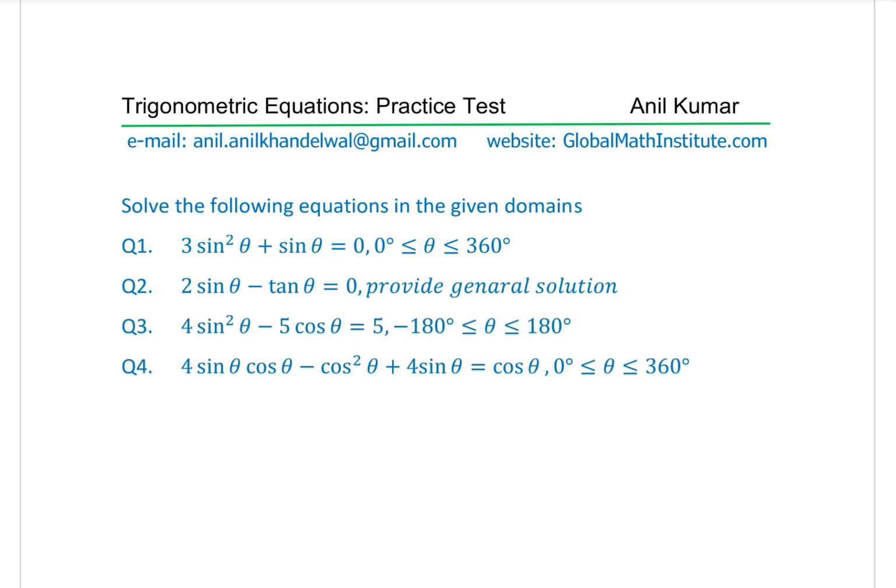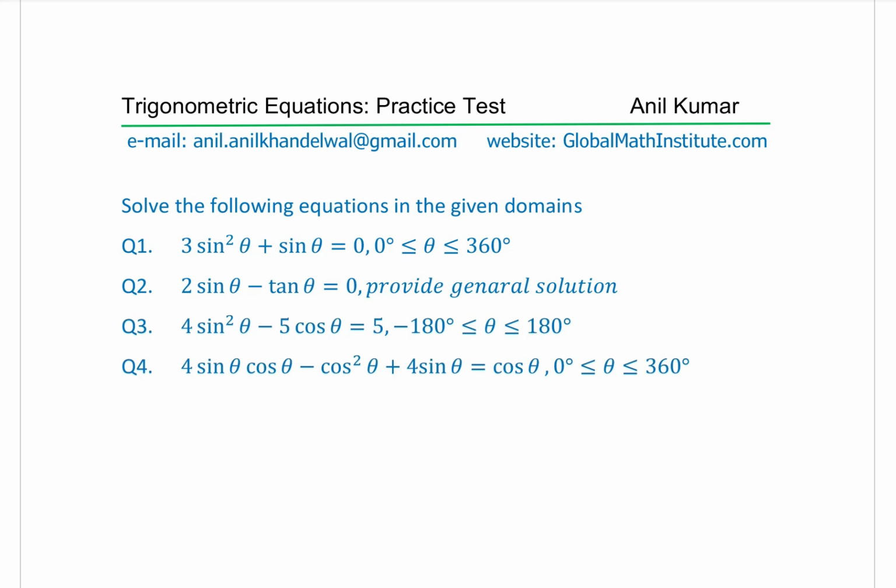Question number 3. 4 sine square theta minus 5 cos theta equals to 5, where theta is between minus 180 degrees to 180 degrees. Question number 4 is 4 sine theta cos theta minus cos square theta plus 4 sine theta equals to cos theta. Theta is between 0 to 360 degrees. You can always pause the video, answer the questions, and then look into my suggestions.